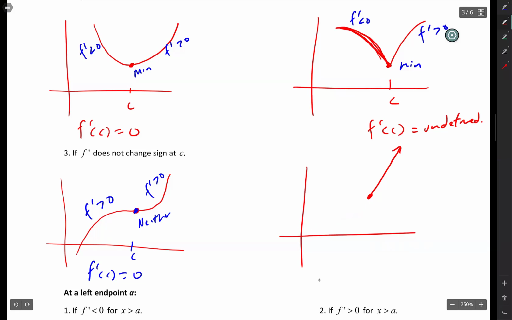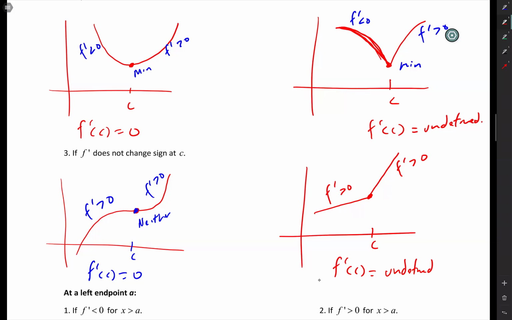Let me make this one flatter. No, I don't want to put an arrow there. And I don't want to put an arrow. Okay, well, no, I already drew it. There is no sign change. F prime does not have a sign change. Nothing happened. Neither.